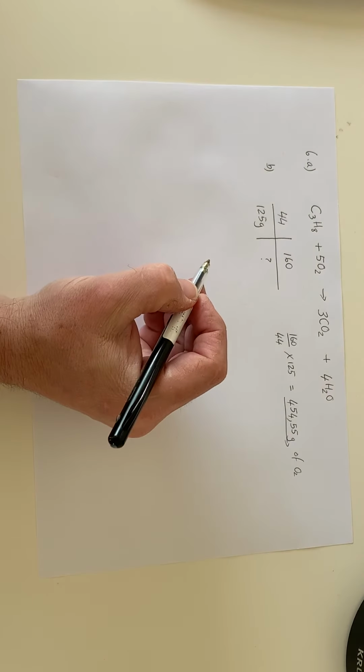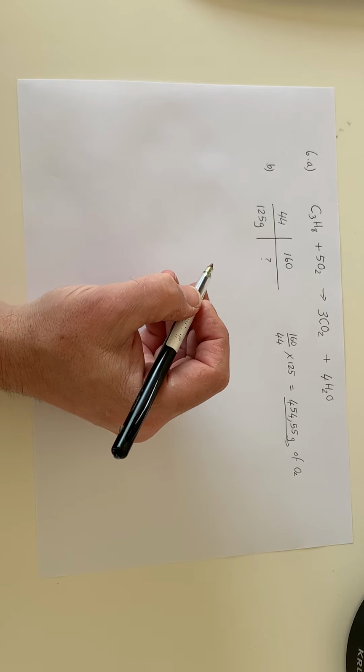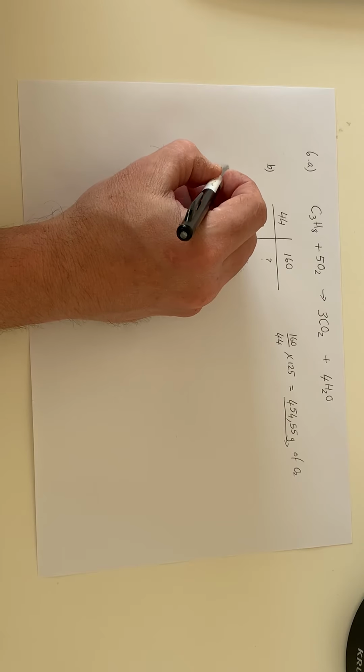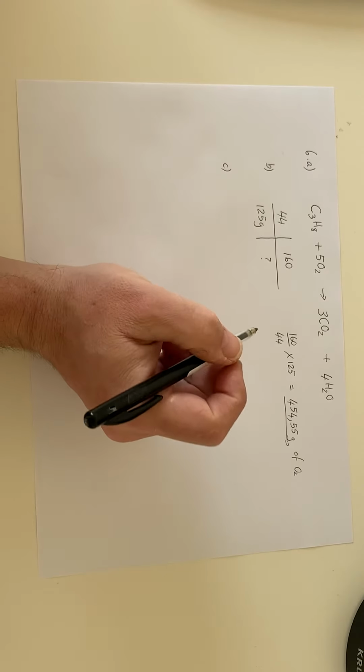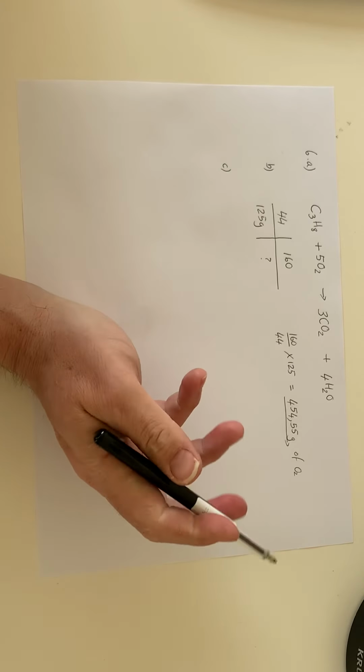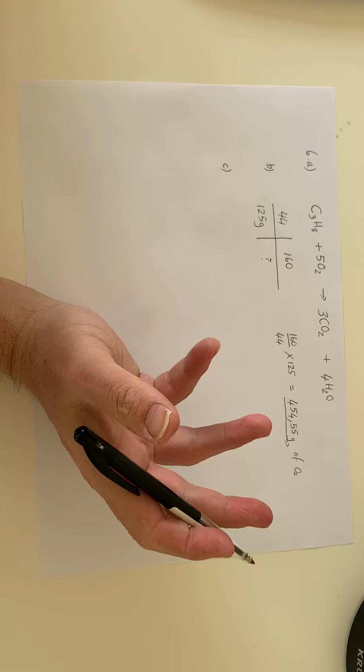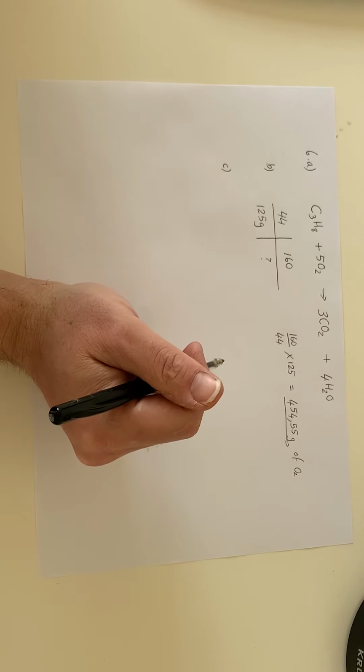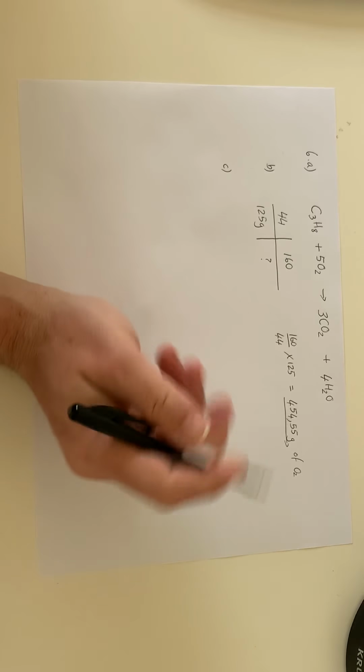Question C says the following: how many grams of air are needed for this combustion? So for air, you have to go back to the question where it talks about the fact that 22% of the mass of air is oxygen.